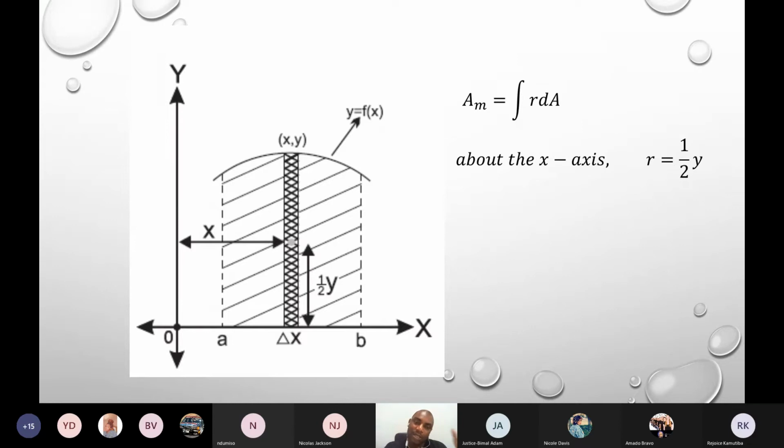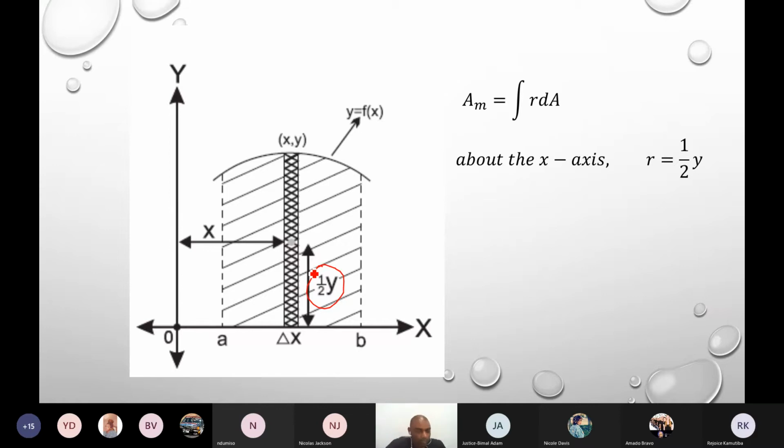In the previous slide, we were dealing with area moment about the y-axis. Remember, in both cases my limits are in the x. So always take note, my limits are in the x, but I can find area moment about the y or about the x when my limits are in the x. If your limits are in the y, you can also find area moment about the x or about the y. So here we're dealing with limits in the x-axis. If I'm finding area moment about the x-axis, my r is going to be this one here, half y.